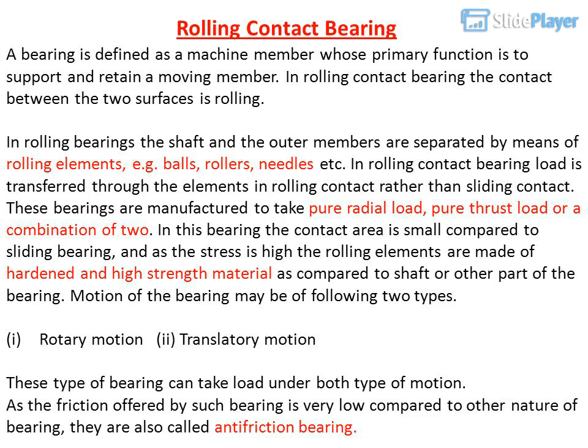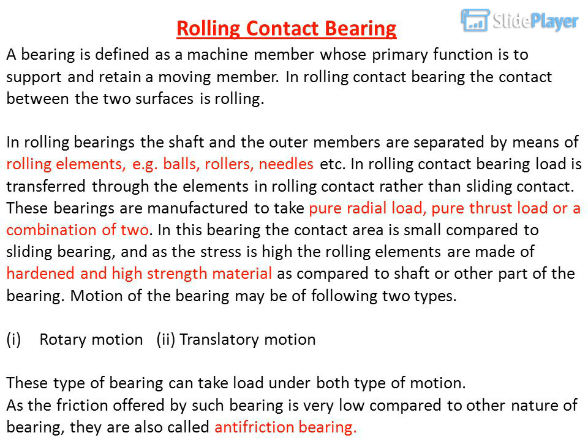Rolling contact bearing. A bearing is defined as a machine member whose primary function is to support and retain a moving member. In rolling contact bearing, the contact between the two surfaces is rolling. In rolling bearings, the shaft and the outer members are separated by means of rolling elements, for example balls, rollers, needles, etc. In rolling contact bearing, load is transferred through the elements in rolling contact rather than sliding contact.